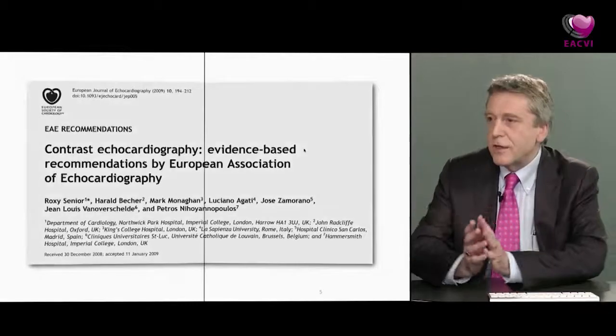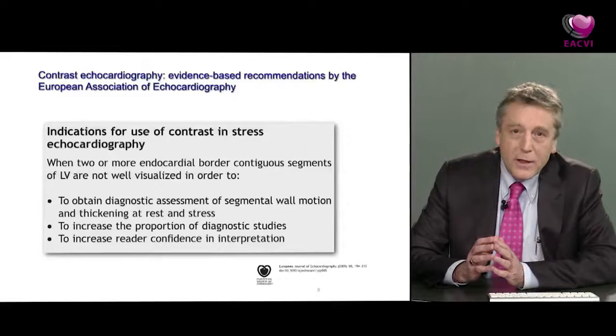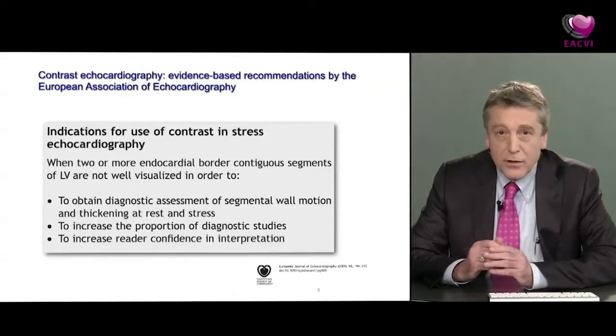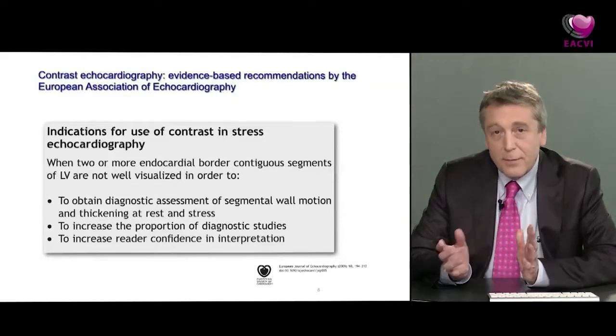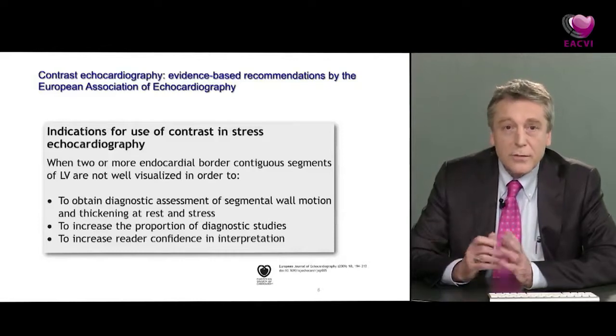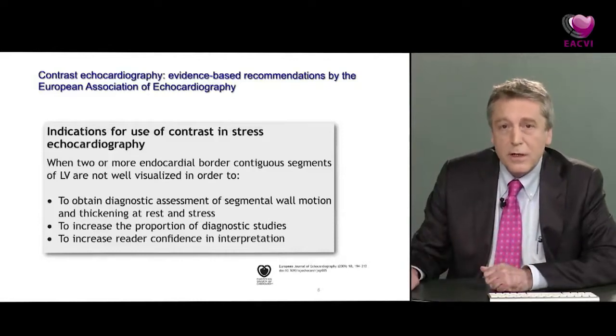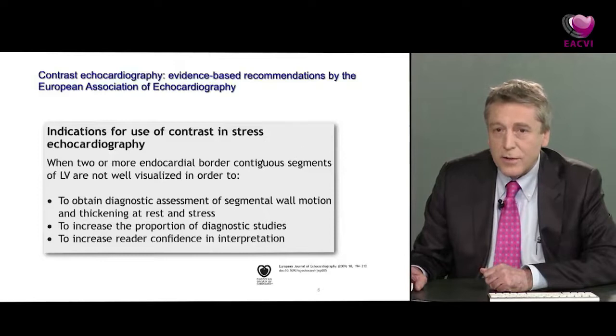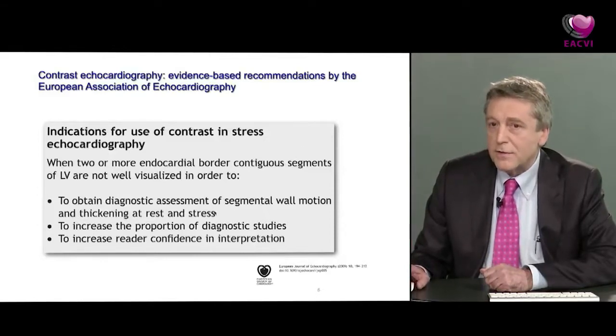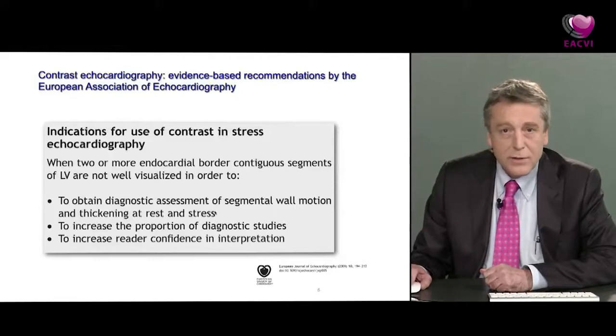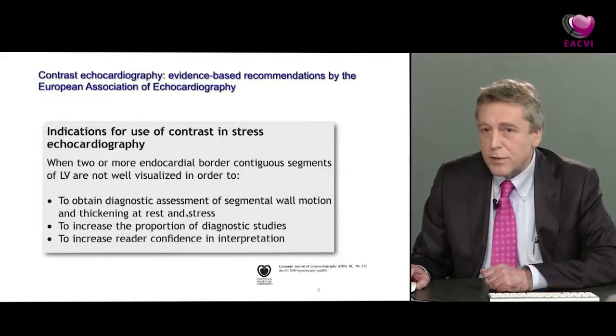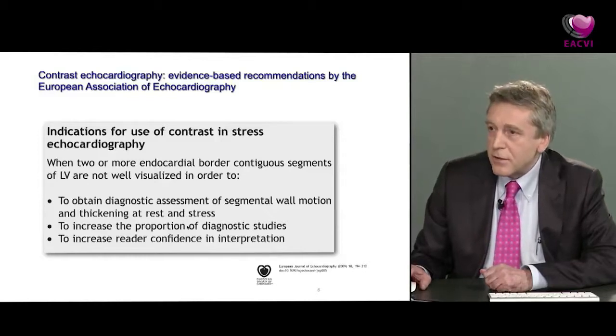So I guess the first thing that we need to consider is what are the indications for using contrast during stress echocardiography? And the basic indication is very simple. It's when two or more endocardial border contiguous segments are not well visualized. And the reason we do this is to obtain a diagnostic assessment of segmental wall motion and thickening, which is very important, both at rest and stress, and to increase the proportion of diagnostic studies and to increase reader confidence in our interpretation.